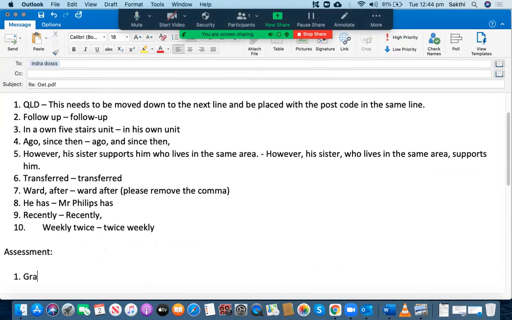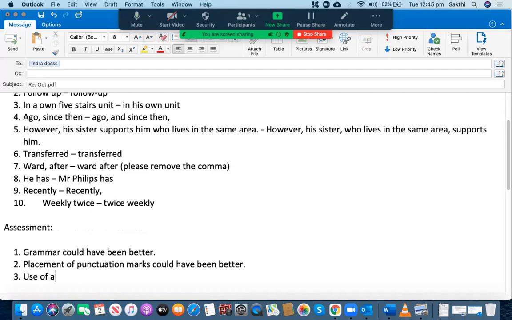Okay, one, grammar could have been better because she has committed some grammatical mistakes. Instead of writing in her own stairs, 5 stairs unit, she could have mentioned in his own unit. And then placement of punctuation marks could have been better. Use of articles should be improved. Okay, you have used a won, that's wrong. It's again an own. However, his sitter supports him. The order of words sometimes, the structure of the sentence isn't that good.